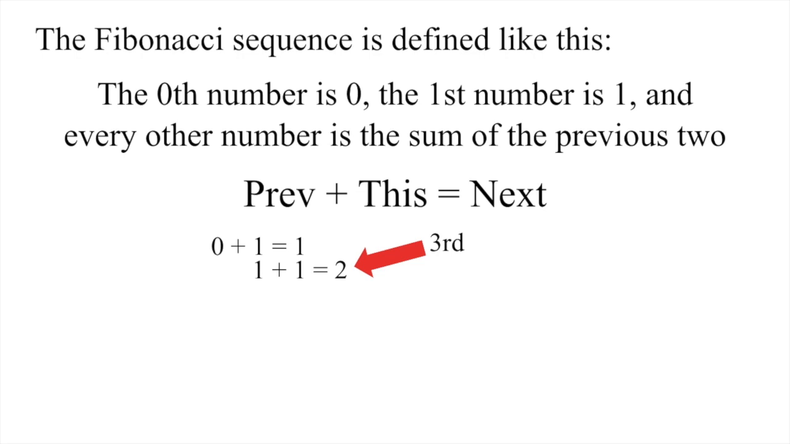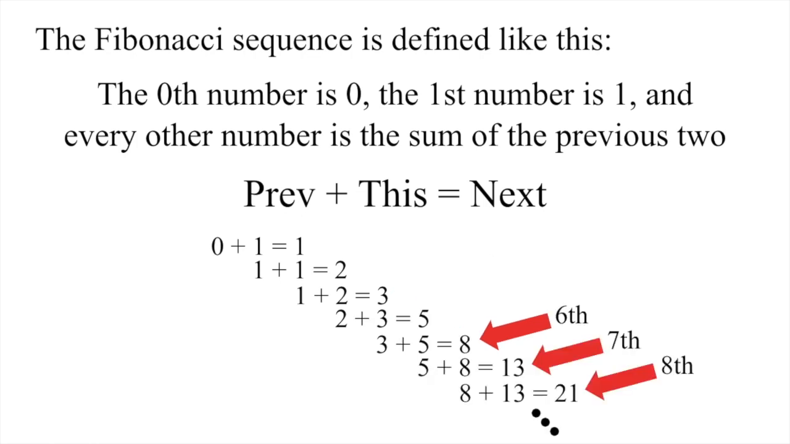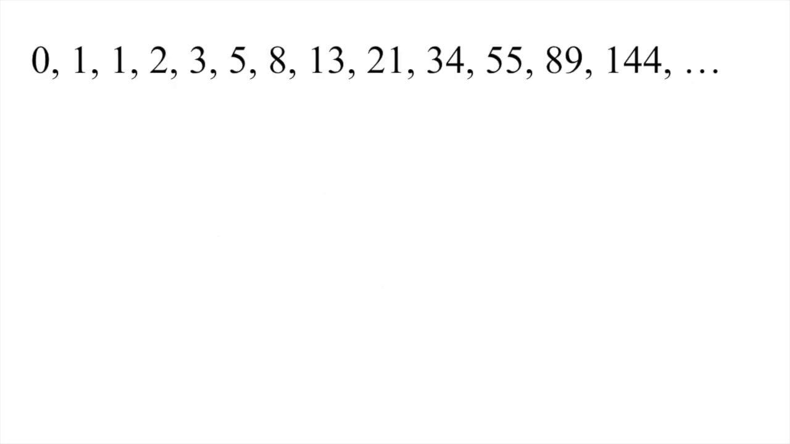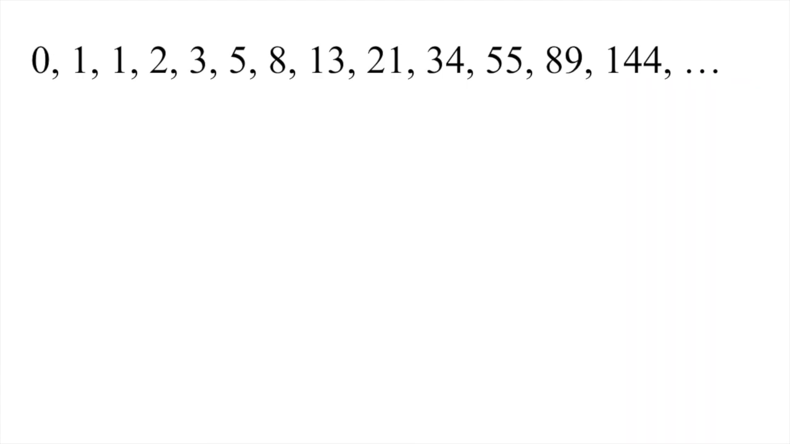Then 1 plus 1 is 2, makes 2 the third number. 1 plus 2 is 3, makes 3 the fourth. 2 plus 3 is 5, makes 5 the fifth, and so on. If you keep going with this process, you end up with this sequence, the Fibonacci sequence. If you look online, you'll find all sorts of fantastical claims about the Fibonacci sequence, some of which are even true. But we're not going to talk about any of those.